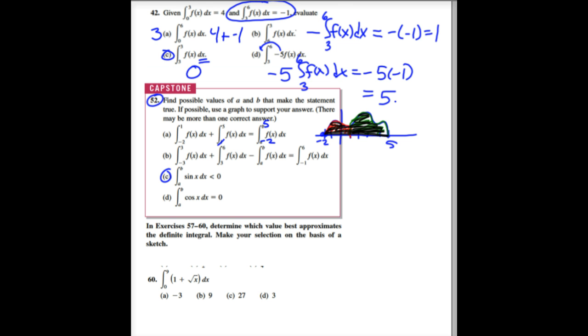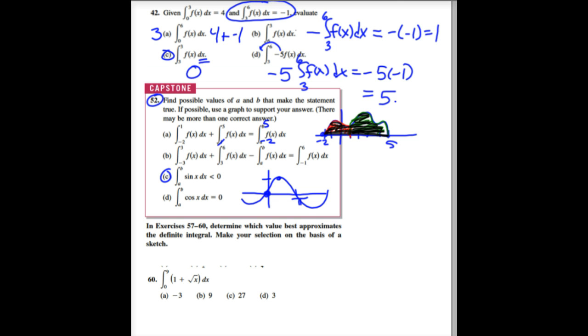For letter C, how would I get the area under the curve of the sine wave? So I need to know what the sine wave looks like. Sine of 0 is 0. Sine of pi is 0. Sine of pi over 2 is 1. So I need to make sure I get this to go like that.